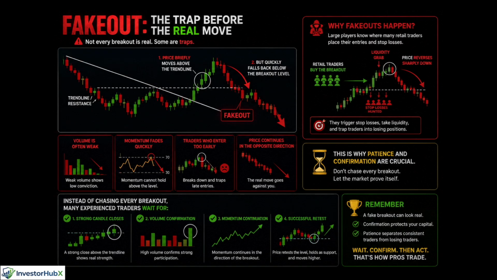Instead of chasing every breakout, many experienced traders wait for strong candle closes, or a successful retest. Remember, a breakout is not confirmed simply because price breaks above a trend line. The market must prove that buyers are truly in control, and sometimes the best trade is the one you do not take.